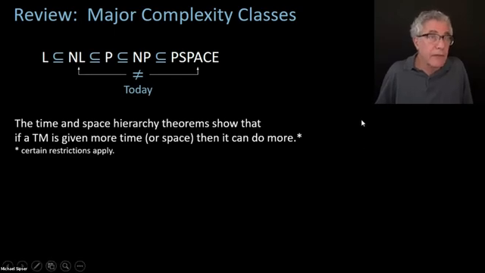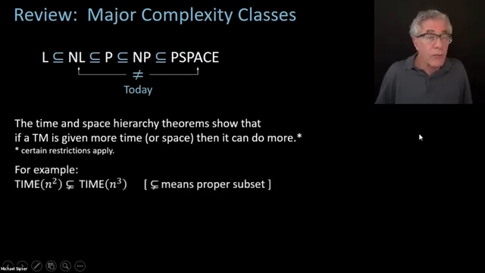Basically the theorem says that if you give a Turing machine a bit more time or a bit more space, then it can do more, though there are some conditions on that we'll get into. One of the conclusions that we'll show is that if you compare the things you can do in n squared time versus the things you can do in n cubed time, there are more things you can do in n cubed time than in n squared time.